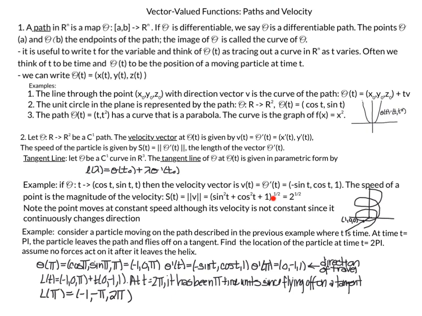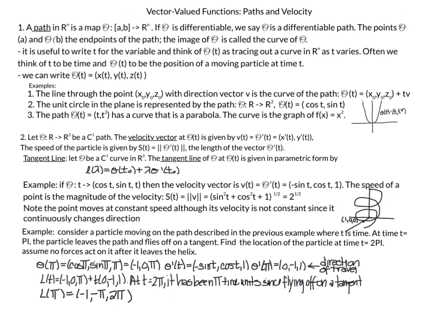Now that we've finished all the material for this video, we'll do a review, and then there'll be some problems for you to try. So first, we defined a path, which is a map from some scalar interval to R^n. And if sigma, our path, is differentiable, we say sigma is a differentiable path. The points sigma of A and sigma of B, where A and B are the endpoints of our interval, are the endpoints of the path.